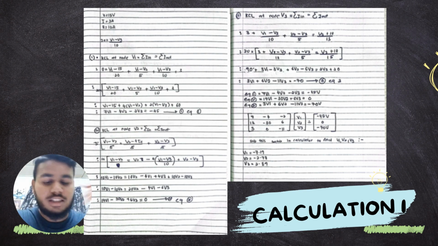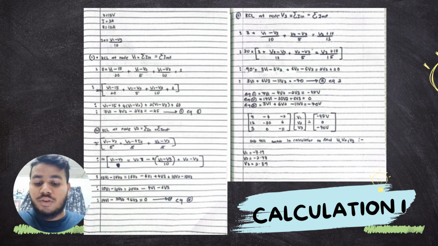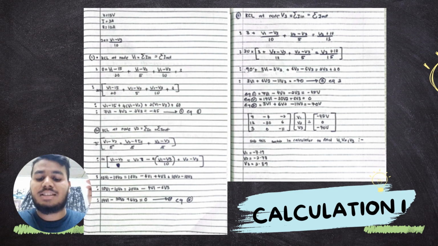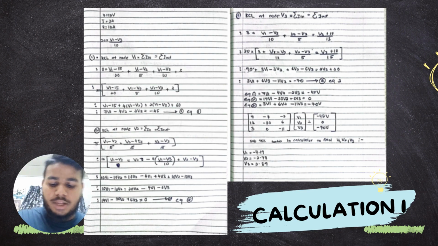And the third equation for V3 is 3 plus V1 minus V3 over 10 plus V2 minus V3 over 5 equals to V3 plus 10 over 5. And as usual, you need to simplify. And the final answer is 3V1 plus 6V2 minus 11V3 equals to negative 70.